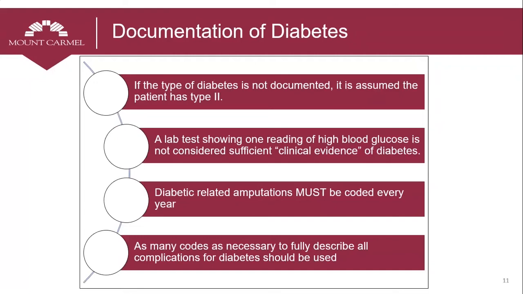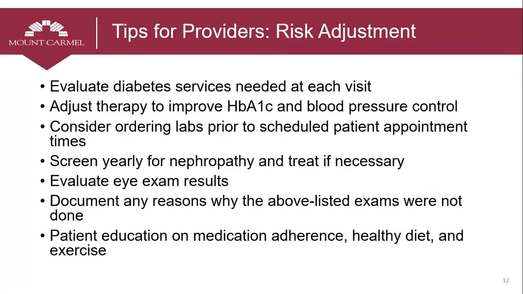This includes any amputations that were caused due to diabetes, and later in the presentation we will discuss more regarding complications due to diabetes. This slide outlines some helpful tips when documenting diabetes for risk adjustment. Evaluating diabetic services at each office visit, as well as adjusting therapy to improve hemoglobin A1C levels, is best practice.